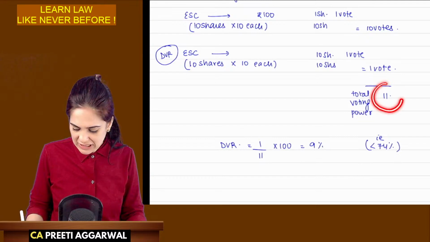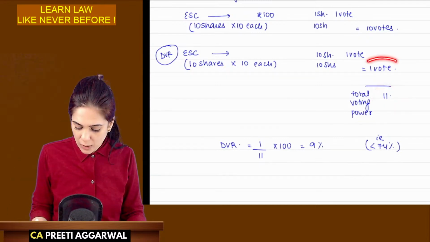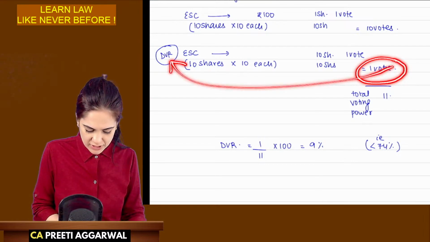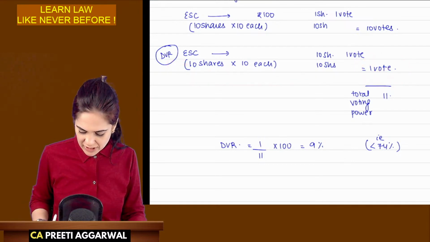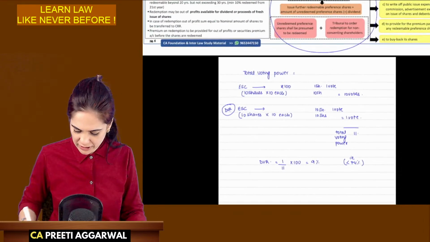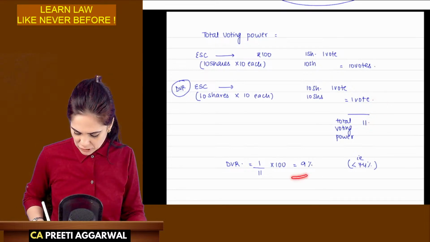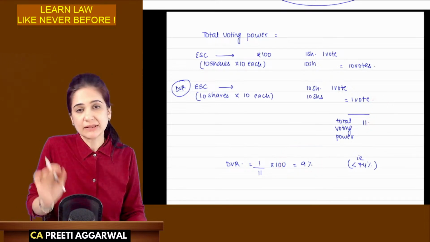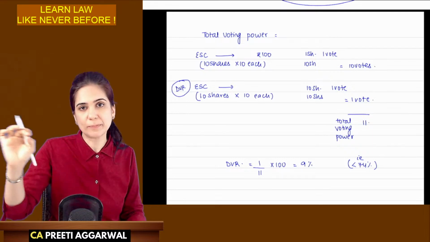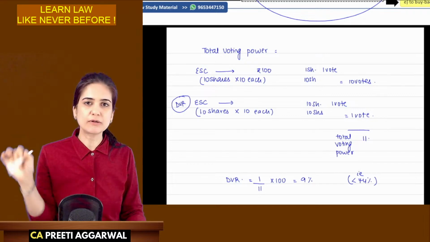Now out of this 11 voting power, 1 vote is for DVR. So DVR's voting power is 1 upon 11. So that comes to 9%. And the limit is 74%. So this is how you will calculate the total voting power.